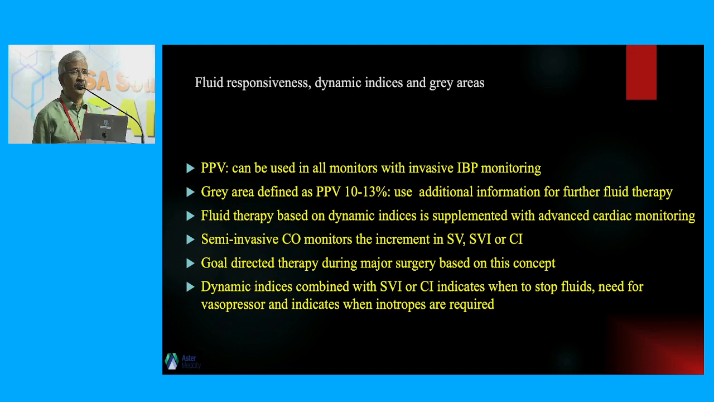A word about pulse pressure variability. Remember that if any monitor can support an intra-arterial blood pressure tracing, it will also tell you the pulse pressure variability. All monitors have that facility. And this is a very, very simple technique to identify fluid responsiveness in the patient. Remember that there are still gray areas. For example, a PPV of somewhere between 9 to 13%, or a stroke volume variability between 12 to 15%, is a gray area. They do not tell you whether the patient is fluid responsive or not, and you have to use other techniques to find out whether the patient is adequately filled or not.